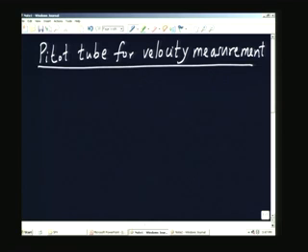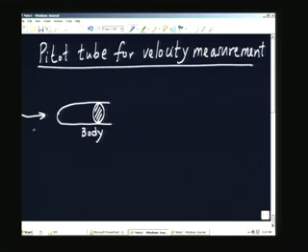So, the Pitot tube I can represent by a bluff body like this. This is a body, its cross section is circular like this, and it is facing the flow. Flow is coming like this, coming like that.